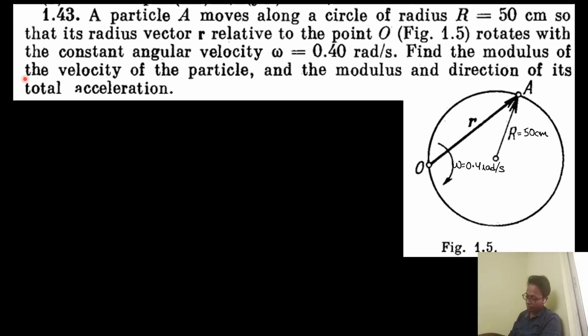Find the modulus of velocity of the particle. Okay, that means find the total velocity of the particle, the velocity v. And the modulus and direction of its total acceleration. That means first part you have to find out the velocity, second part you have to find out total acceleration. Okay, let's look at this diagram.